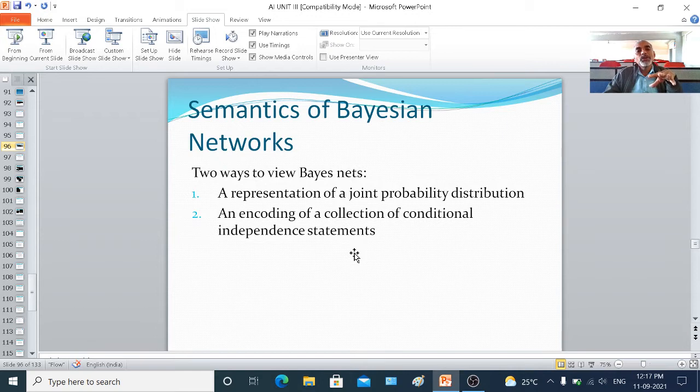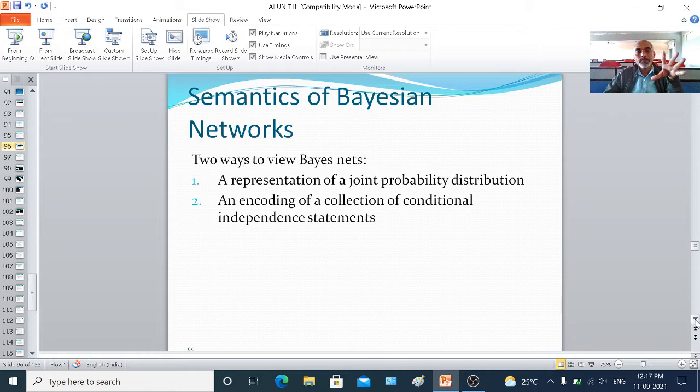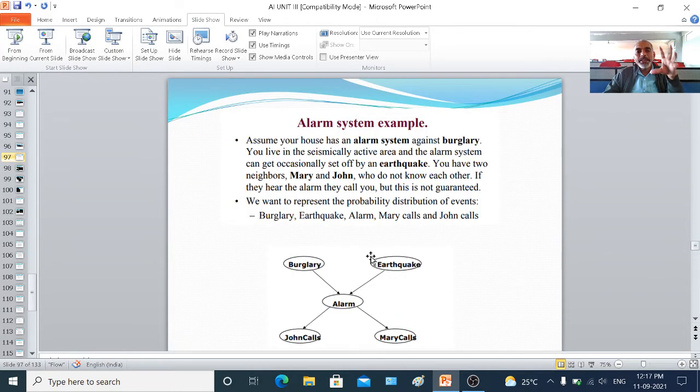Now when you are talking about the semantics of a Bayesian network, what does it consist of? As we already said, there are two ways to view our Bayes net: a representation of a joint probability distribution and a collection of conditional independence statements. So now let us take an example, and it will be clearer how we construct a Bayesian network. This is a very standard and famous example called the alarm system.